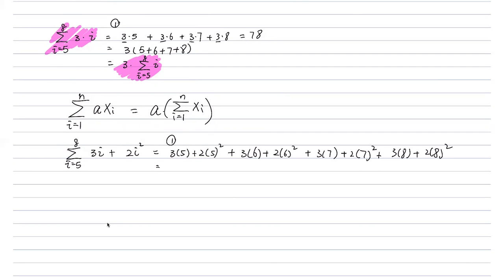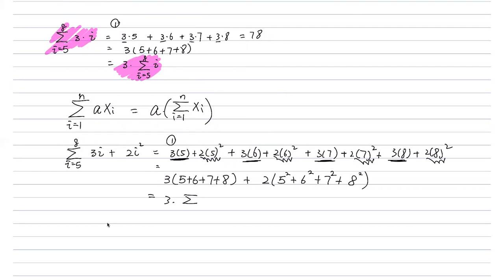But if you look at here now, find the similar terms. So 3 times 5, 3 times 6, 3 times 7, and 3 times 8. And 2 times 5 squared, 2 times 6 squared, 2 times 7 squared, and 2 times 8 squared. If I recombine them, I will have 3 times (5 plus 6 plus 7 plus 8) plus 2 times (5 squared plus 6 squared plus 7 squared plus 8 squared). Which is going to equal 3 times the summation i from 5 to 8 of i, plus 2 times the summation i from 5 to 8 of i squared.